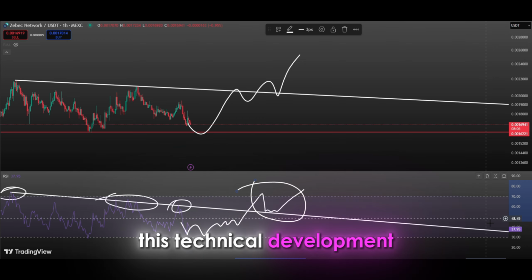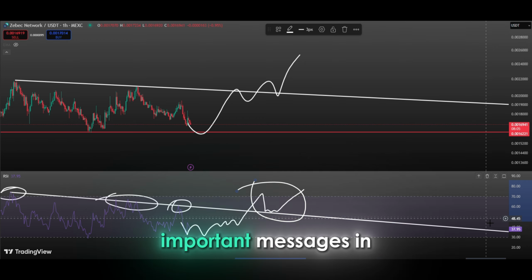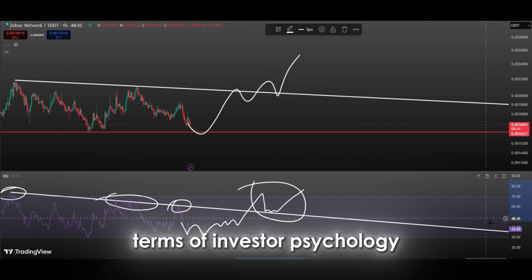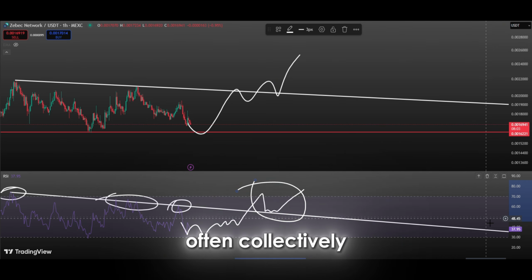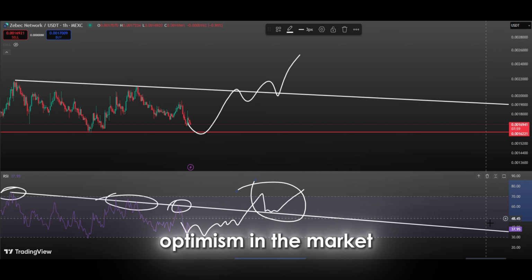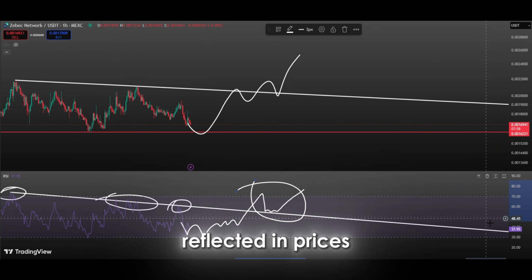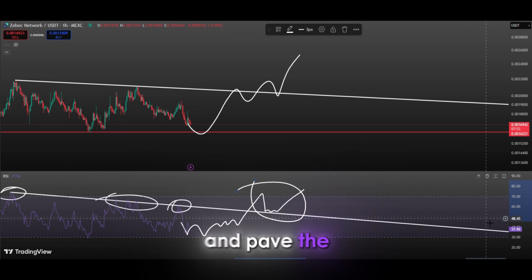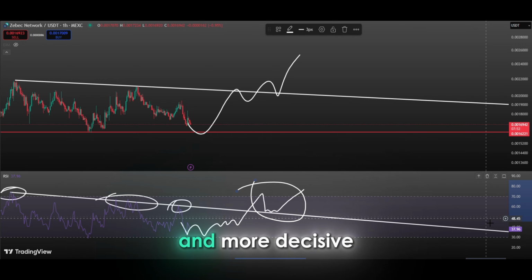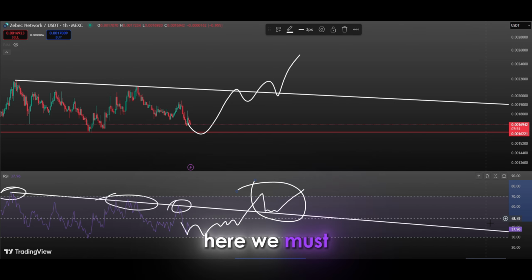On the other hand, this technical development also carries important messages in terms of investor psychology. RSI trend lines often collectively reflect traders' tendencies to buy and sell. A breakout of this downtrend can trigger a new wave of optimism in the market, which is directly reflected in prices. In particular, investors who had previously been cautious and adopted a wait-and-see strategy may start taking positions again after this breakout. This may increase the volume of purchases and pave the way for a faster and more decisive rise in the price. Here, we must learn to be patient.